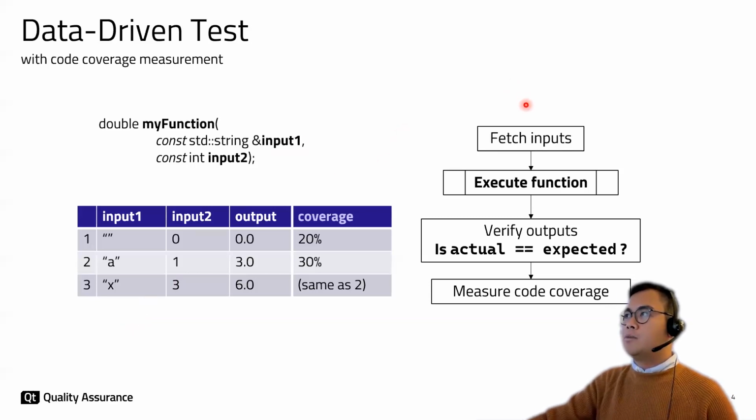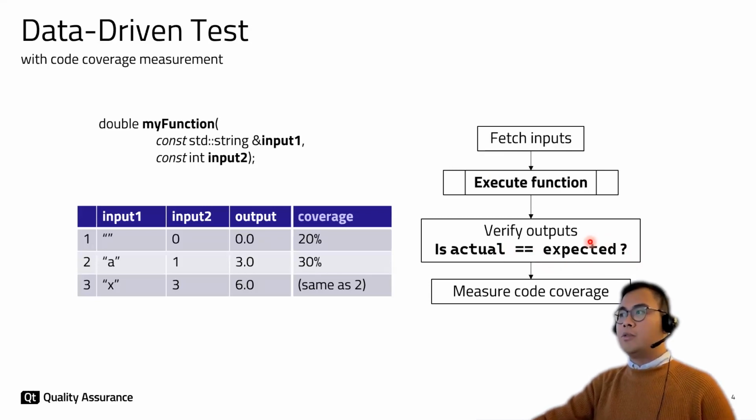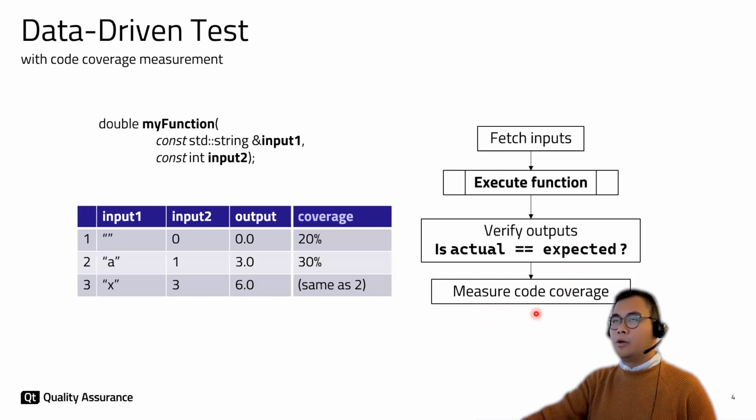And the data-driven test works like this. We first fetch the inputs from this table. Then we execute the function that is being tested. In this case, it is myFunction. And we verify whether the actual output of this function is equal to the expected output from the table. Afterwards, using Coco, we can also measure the code coverage of the data-driven test.